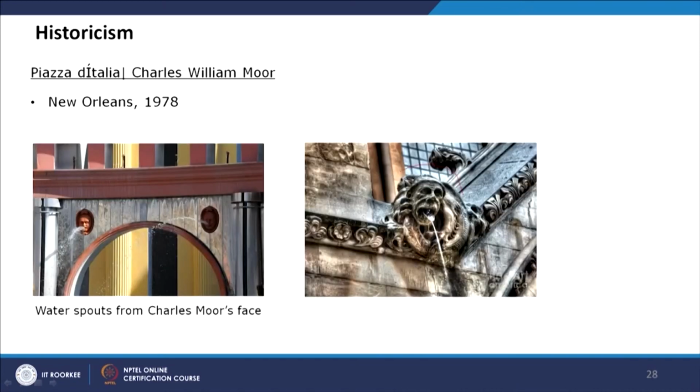Also, another thing is these gargoyle faces. From this face, the water spout comes out in traditional architecture style. But he has taken this same concept, and the water spout is coming from his own mouth. So this is the face of Charles Moore himself. It's designed like his face, and the water is coming out from his own face. And there's another, you can look at another type of depiction of a column, which is again designed in a different material.